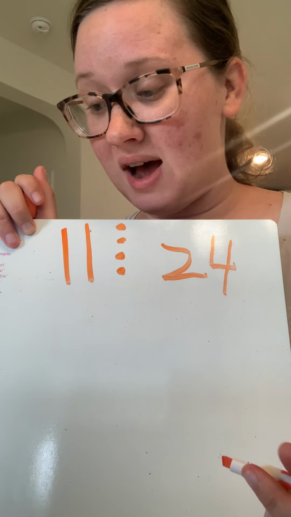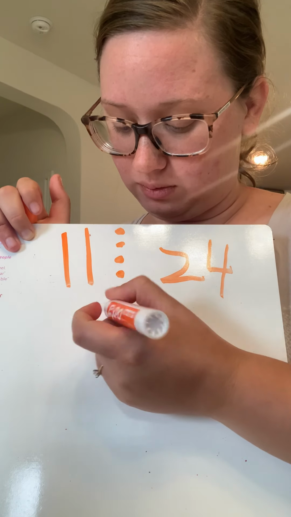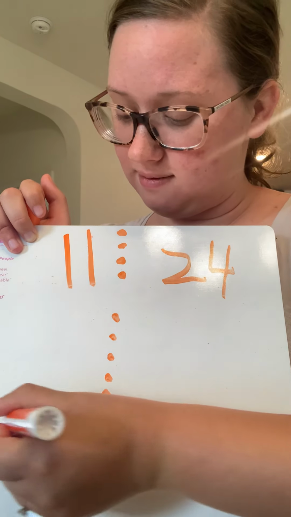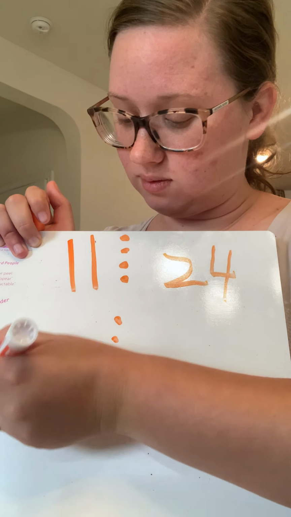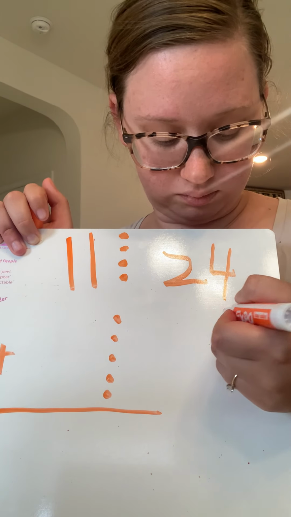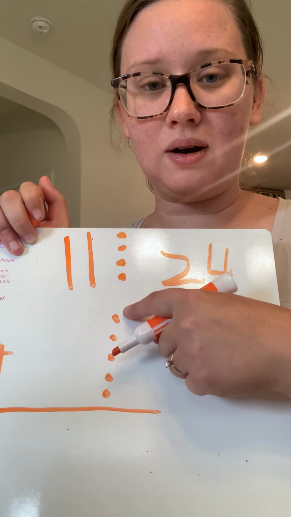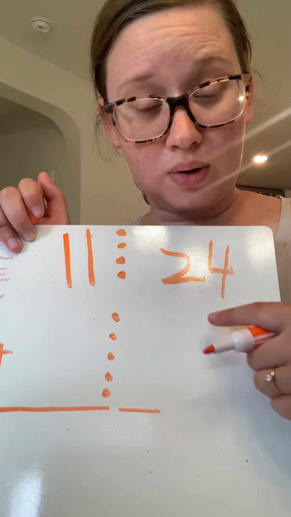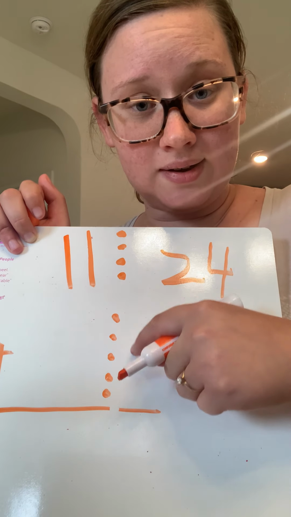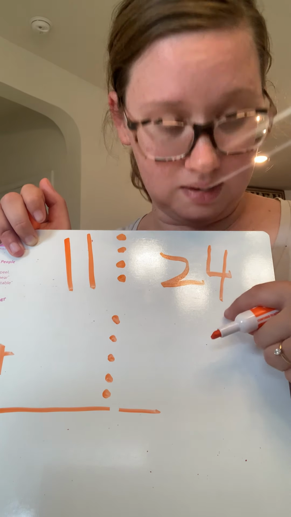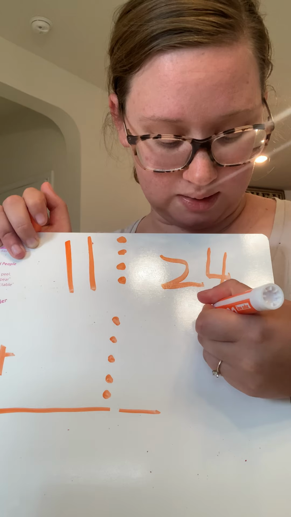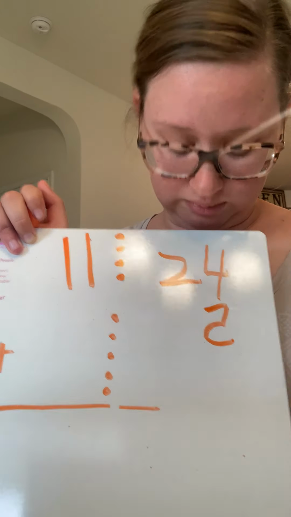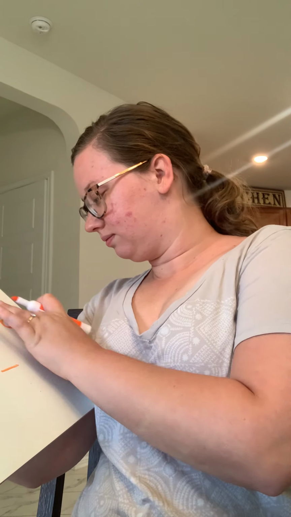Okay, plus 5. 1, 2, 3, 4, 5. So remember, our 1s and our 10s need to be lined up. So if I have 4 units here and I have 5 units here, our 5 is going to go on this side where our 1s are placed. I think I did that 5 backwards. Yeah, I did.